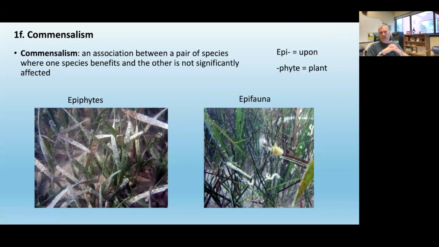Okay, so another relationship, and the last one I want to talk about here, is commensalism. This is an association between a pair of species where one species benefits and the other is not significantly affected. So this might be epiphytes or epifauna.